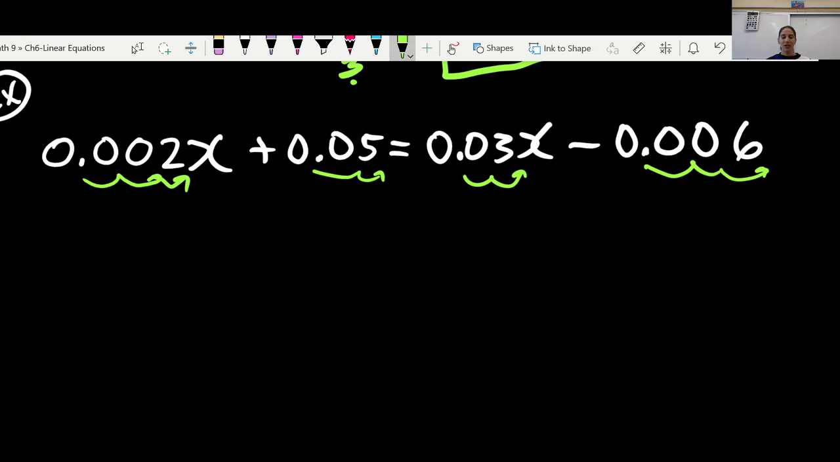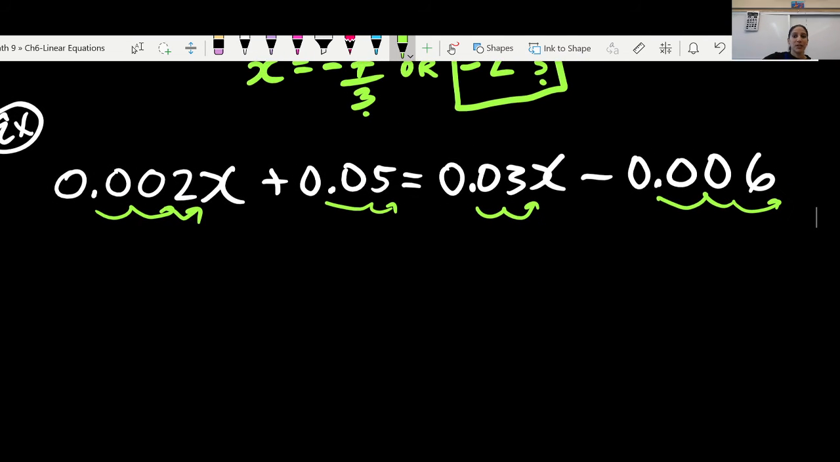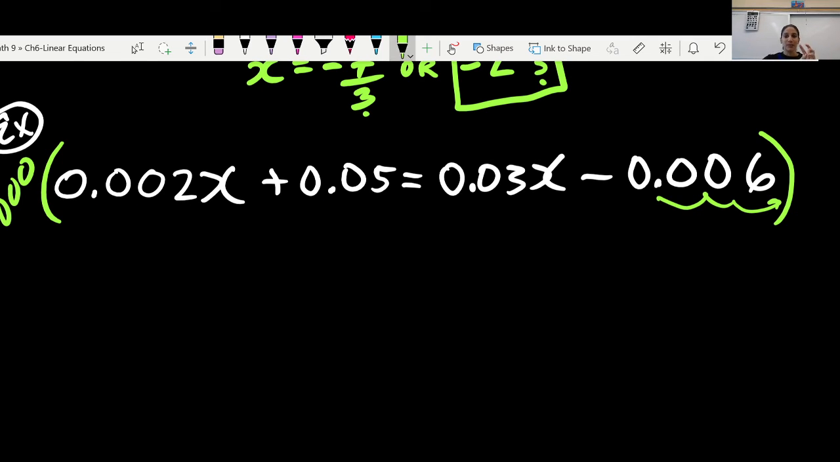So I choose the largest one, and I use that to decide what I'm going to multiply by. So I want to multiply the whole thing by 1,000. And I chose 1,000 because I needed to move the decimal over 3 times, which is why I need 3 zeros there in order to get rid of it.